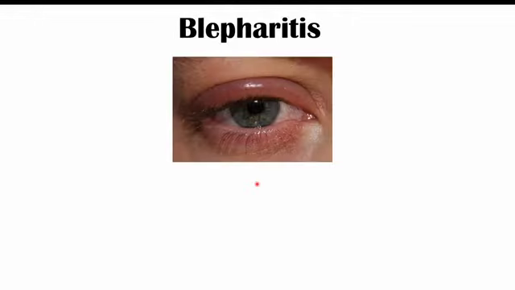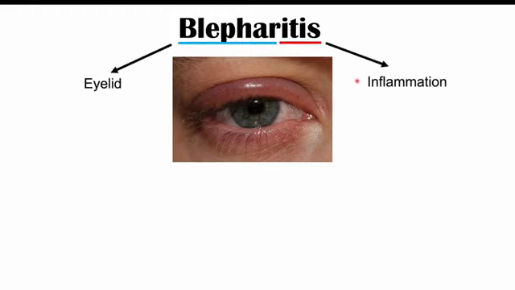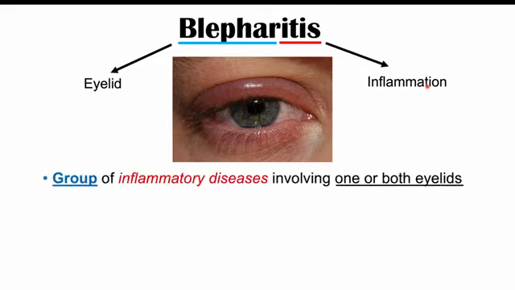So blepharitis, if we were to actually break down the word, the prefix blephar refers to the eyelid and the suffix itis refers to inflammation. So this is a condition involving inflammation of the eyelid. More specifically though, the term blepharitis is used to describe a group of inflammatory diseases involving one or both eyelids. And we're going to talk about different types of blepharitis and some of the causes in the upcoming slides.